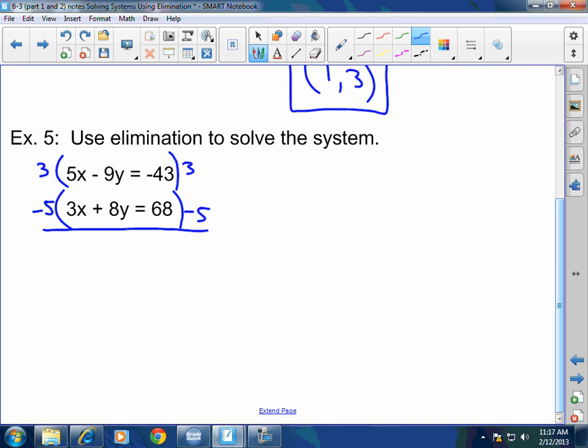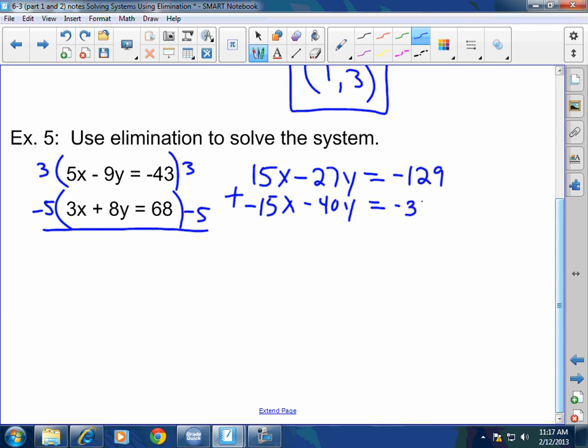Excellent, son. So you're going to get, after you distribute, 15x minus 27y equals negative 129, plus a negative 15x minus 40y equals negative 340. Very good. So this 15x minus 15x, they cancel. So I've got negative 67y equals negative 211. That is wrong.